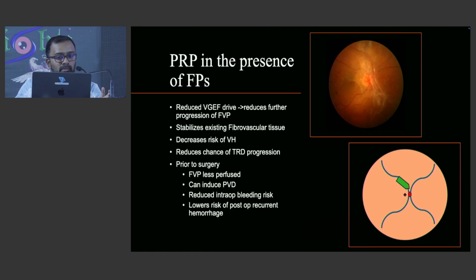When you have fibrovascular proliferation, ideally you should aim for 3 to 4 disc diameters away from the FP, so as to avoid any further traction on the retina.